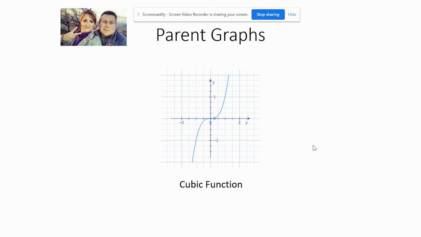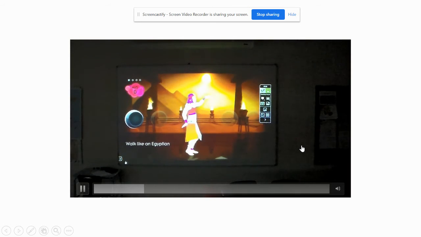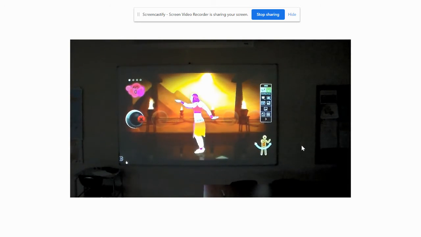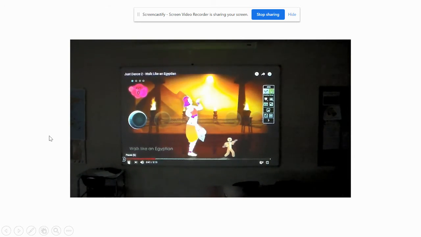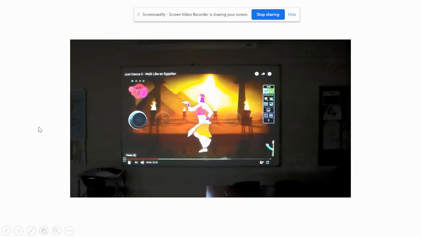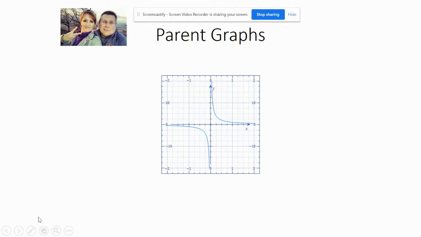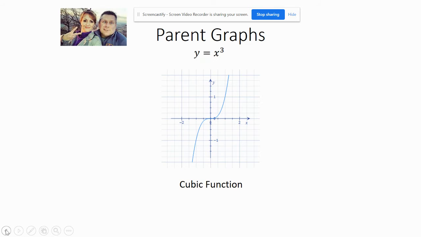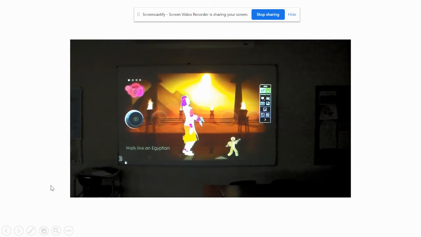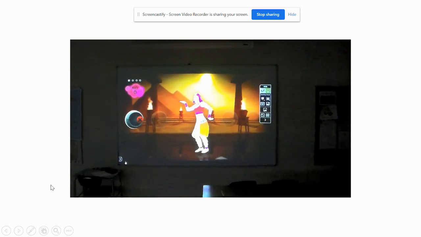All right. The cubic function. Sometimes I think of it as y equals x cubed. That's why it's 1 times 1 times 1. I also call it walk like an Egyptian, because if you notice, one side is always up and one side is always down. They walk with one hand up and one hand down. That's why I call it walk like an Egyptian.